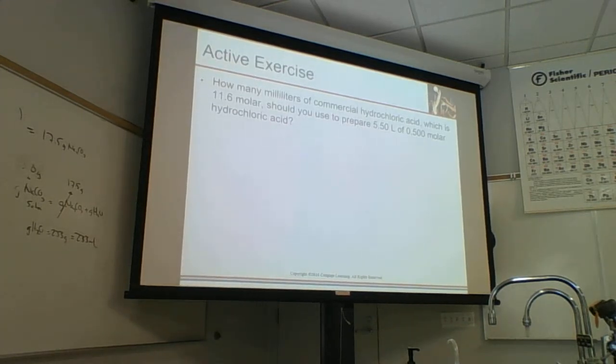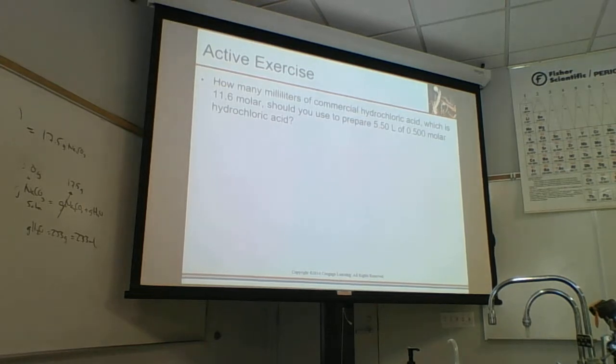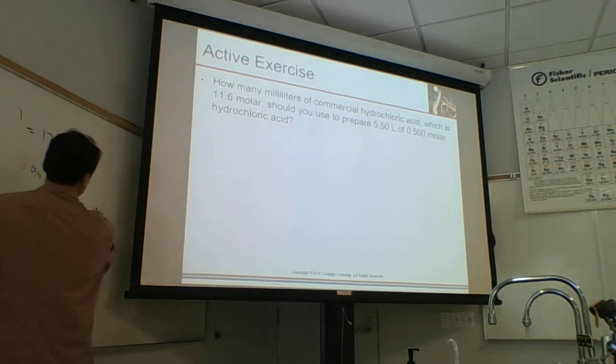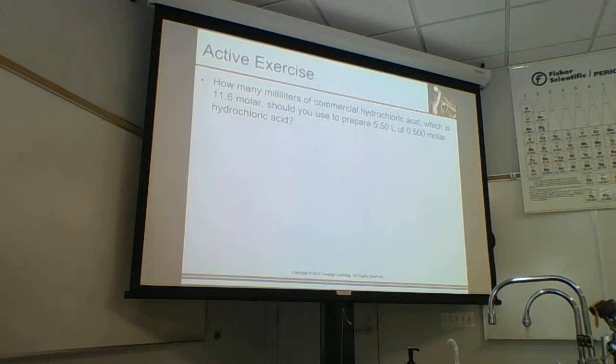How many milliliters of commercial hydrochloric acid, which is 11.6 molar, should you use to prepare 5.50 liters of 0.500 molar hydrochloric acid? And so you buy the concentrated stuff and then you dilute it to what you need. And so in this case, we need half a molar, 0.500 molar. And so the initial molarity 1 is the concentrated stuff, 11.6 molar. And then volume 1 is, I don't know how much of the concentrated stuff we need. I know I want to form as molarity 2 0.500 molar, and I need 5.50 liters worth of it.